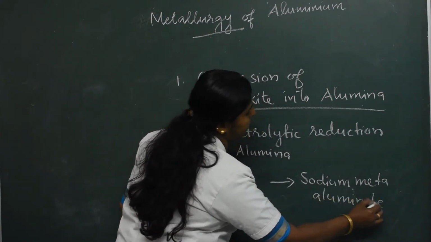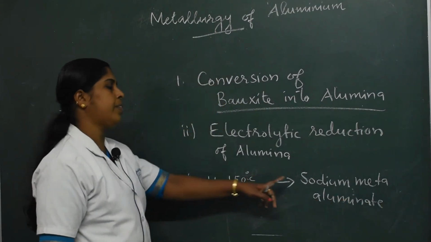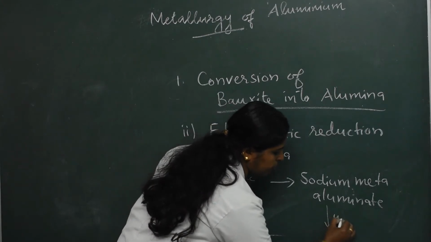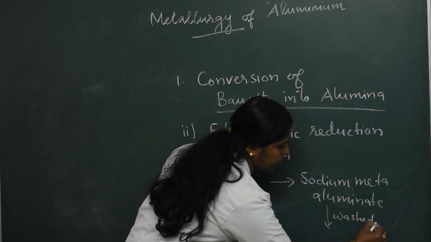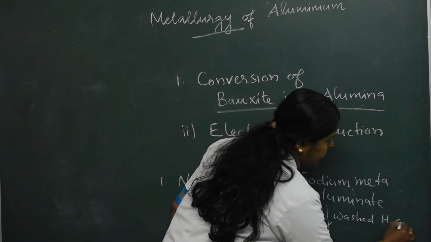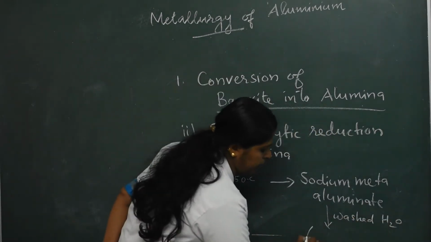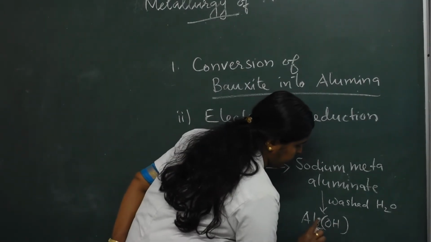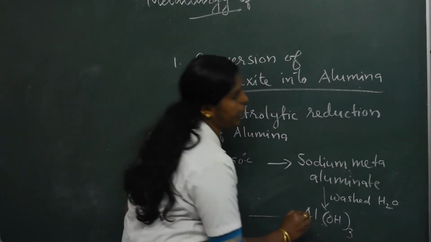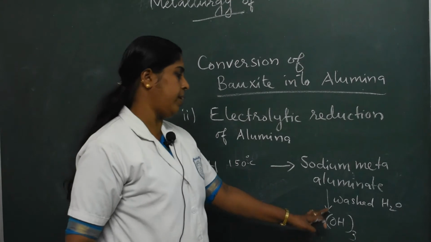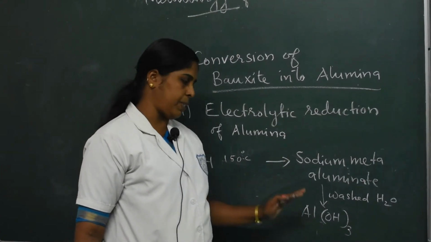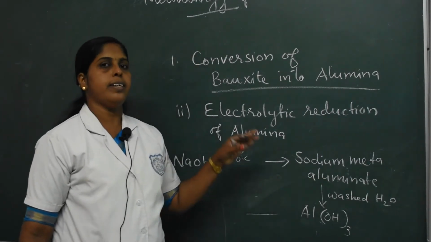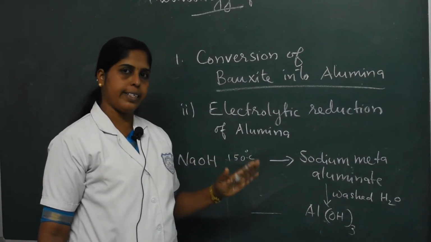This sodium meta-aluminate is again washed with water. At that time aluminium hydroxide, Al(OH)3, is formed at the surface as a precipitate. The aluminium hydroxide is next washed, filtered, washed and dried.